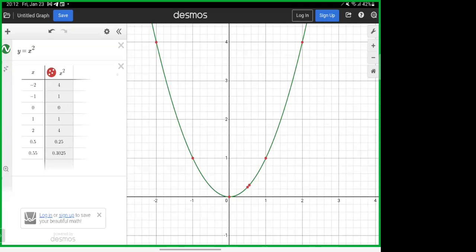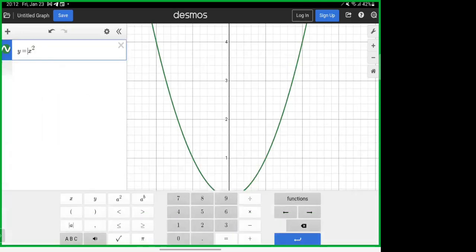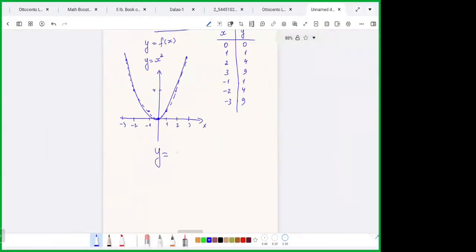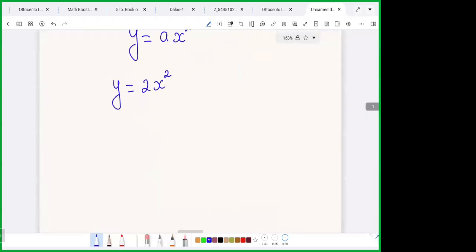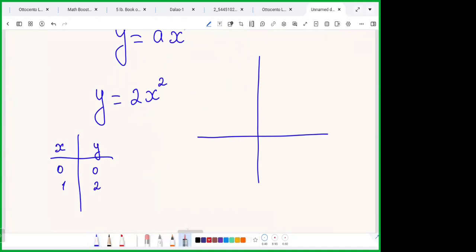Okay, next thing is when the coefficient of your function changes. So y can be equal to a times x squared. For example, let's say y equals 2x squared. Let's try to draw this graph as well. Let's use the points, x coordinate and y coordinate. When x is 0, it is 0. When 1, it is 2. Just plug in 1: 1 squared times 2 gives you 2.